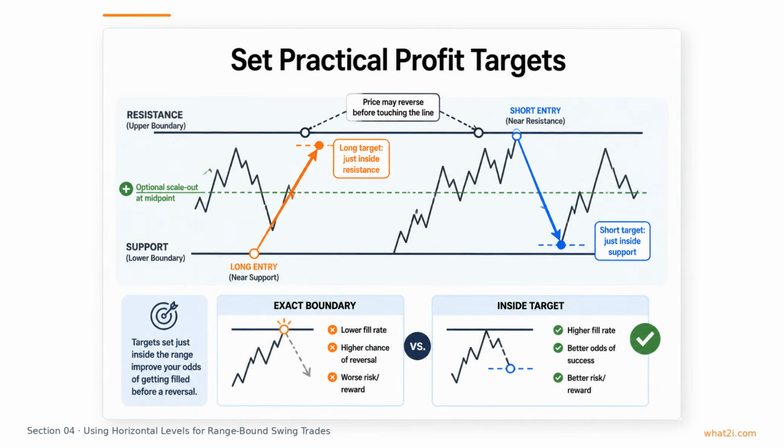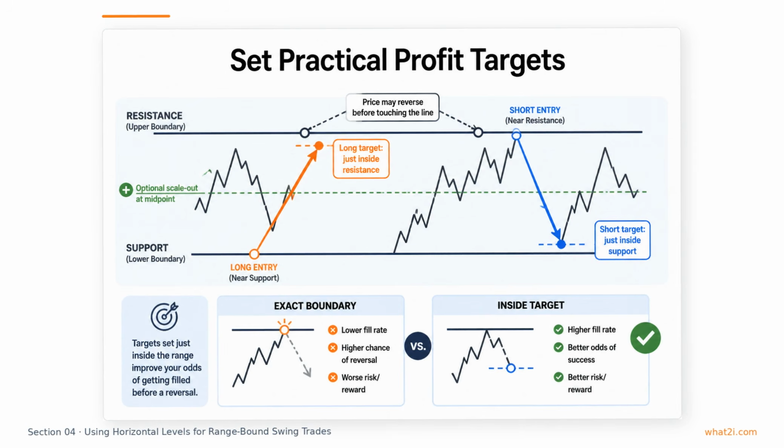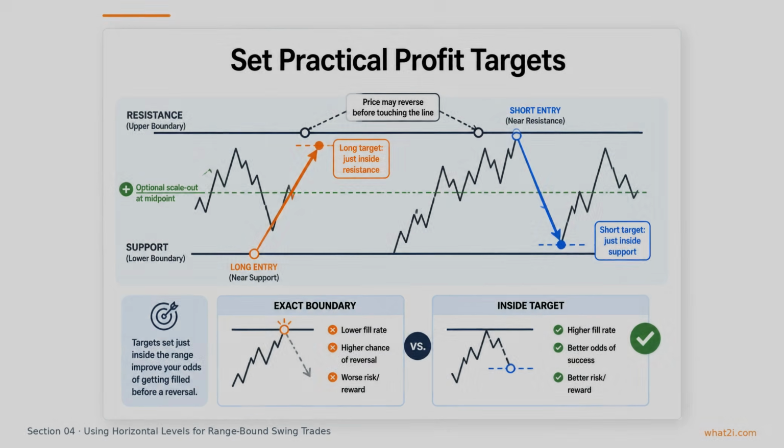Profit targets in a range are usually based on the opposite side of the box. A long trade entered near support will often aim toward resistance, and a short trade from resistance will usually aim toward support. Many traders choose to target slightly inside the boundary rather than exactly at it, because price can reverse just before reaching the line. That small adjustment can improve the chance of getting filled. Some traders also scale out part of the position at the midpoint of the range. The goal is to be practical, not perfect.